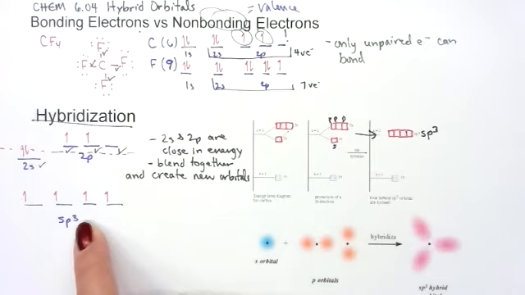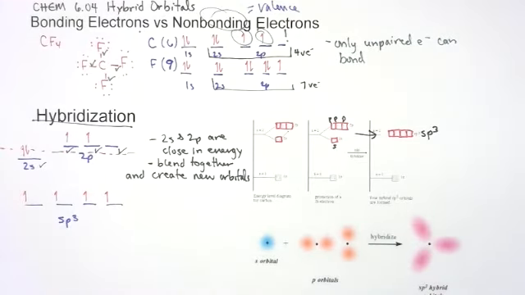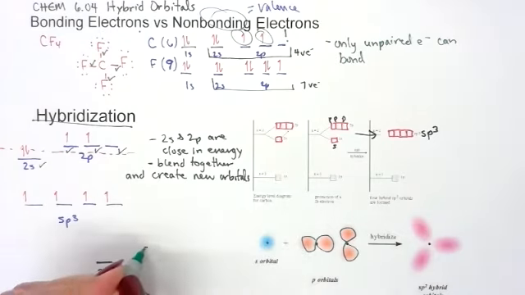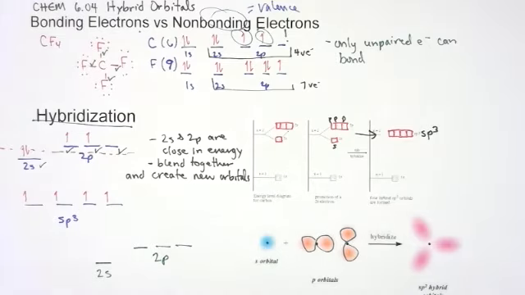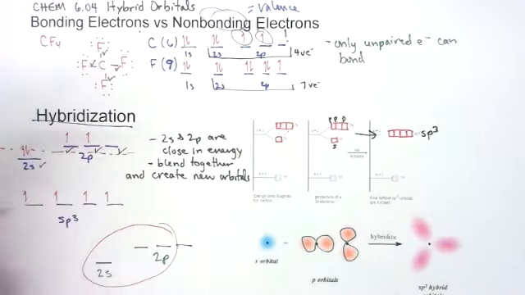So here's another example. It doesn't have to be 1 s and all 3 of the p's. Sometimes, for example, down here, let's do example 2 and I'll change colors. My s orbital, let's say this is a 2s. And here I have a px and this is the pz. So I have 2 of the p's. Sometimes only these first 2 will hybridize, so you get an s and 2 of the p.